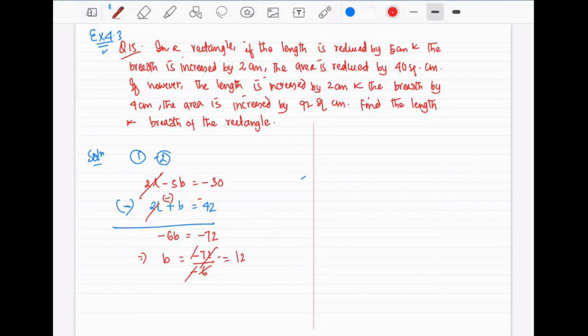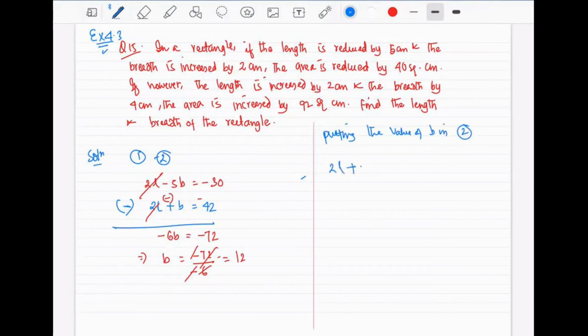Okay, let's put the value of b in equation number 2. Let's take the positive one, the second equation. Okay, let's do it in blue. Putting the value of b in equation number 2. What's the result now? Let's see.